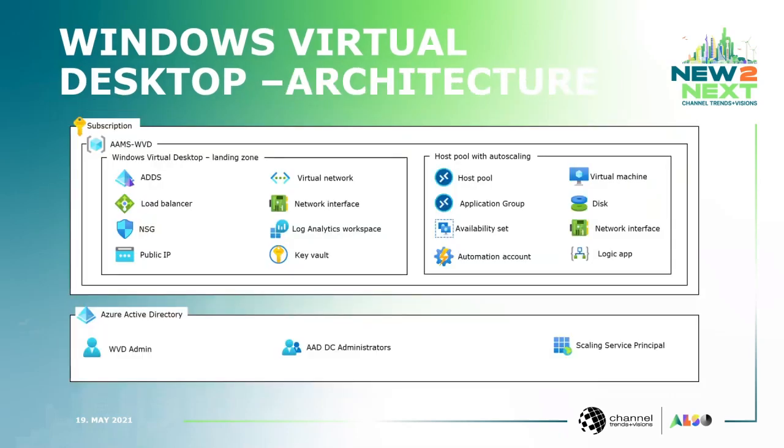So if we look at the deployment itself, at the end it deploys a few services like Active Directory Domain Services, the load balancer, the network security group, the public IP that you can use to access the VMs, the virtual network stuff like the network itself and the interfaces, and also a Log Analytics workspace that we need for creating the monitoring, which you can use for your log files.